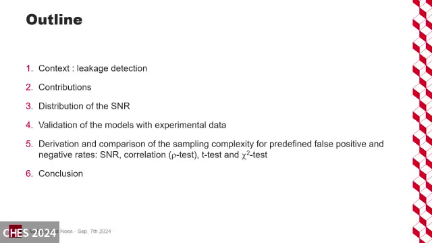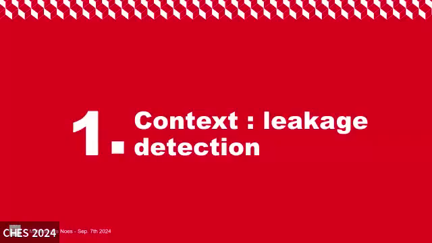So first, I will present the context that was already discussed by Francis Olivier last evening in his talk about leakage detection. Then I will outline our contributions, which are in two parts in the paper. First part is dedicated to the distribution of the SNR, and with validations, of course. And then we use these models to analyze the sampling complexity of various decision metrics that can be used for leakage detection. And then I will conclude.